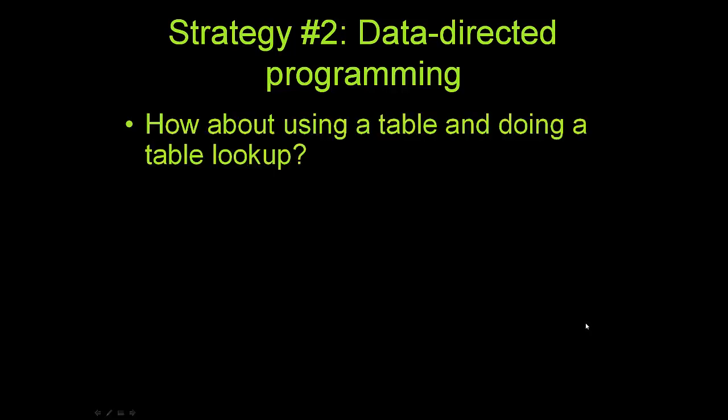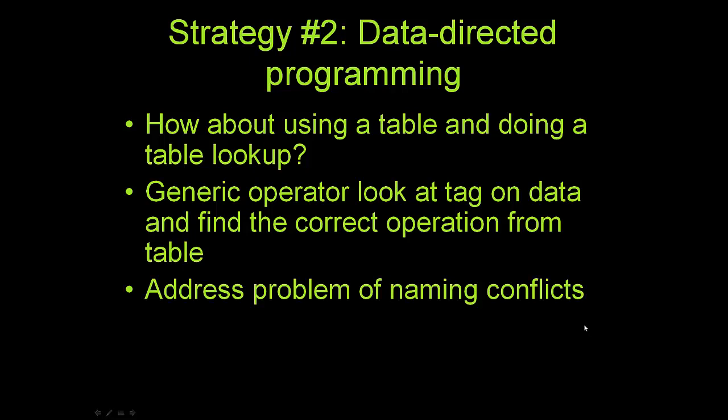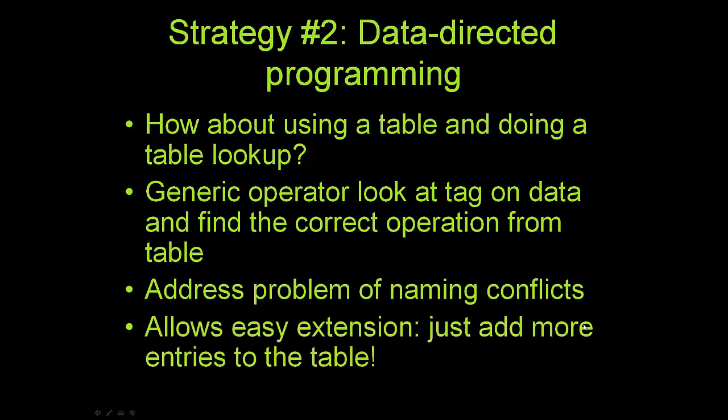The idea is to use what we call a table lookup. Essentially we have a table, and we figure out how to match the function to the data type when looking at the table. When you have a generic operator, the operator will look at the tag on the data, and then the correct operation required to be applied on the data is found from this table. This method also addresses the problem of naming conflicts, and it allows us to add new types easily. What you do is just add more entries to the table.